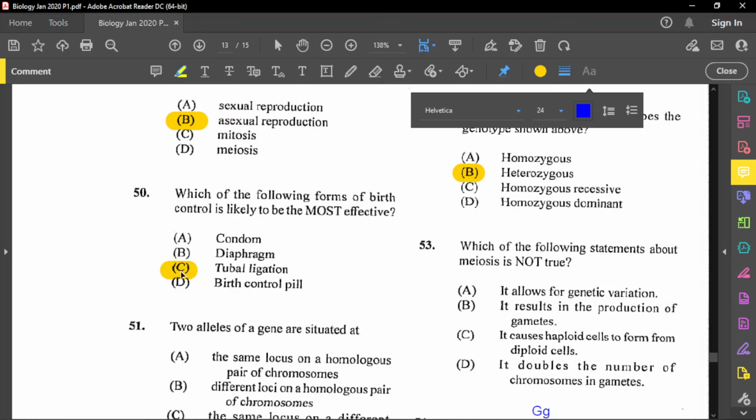The only difference with condom and tubal ligation is that condoms can prevent STD. Tubal ligation does not prevent STDs at all. Pills are also very effective, but the best one is tubal ligation. Condoms, tubal ligation, birth control, they are high percentage in terms of effectiveness, but in terms of the most effective, most is tubal ligation.